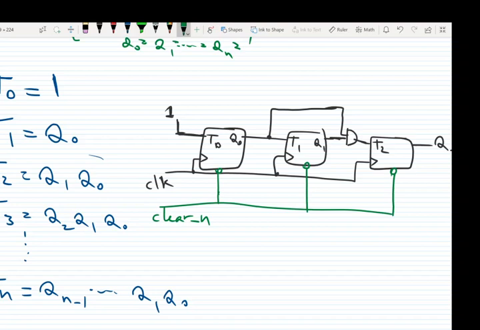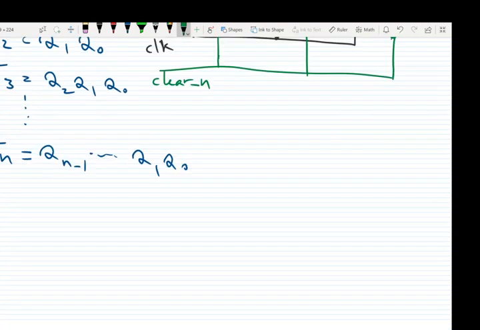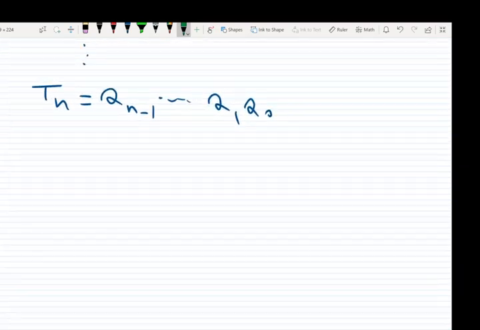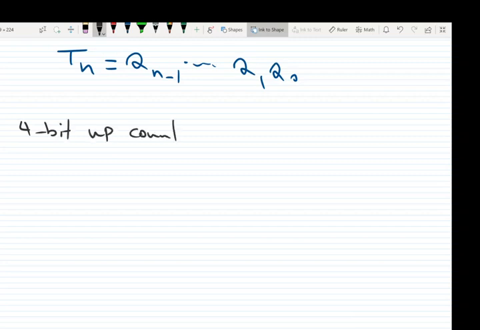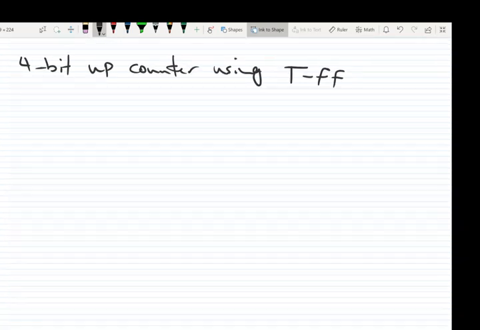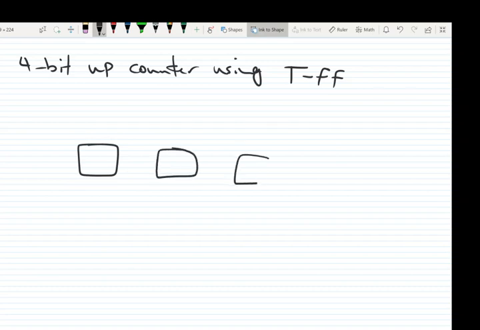What about a 4-bit counter? For example, a 4-bit up counter using T flip-flop. We want to design this. So we use 4 T flip-flops.